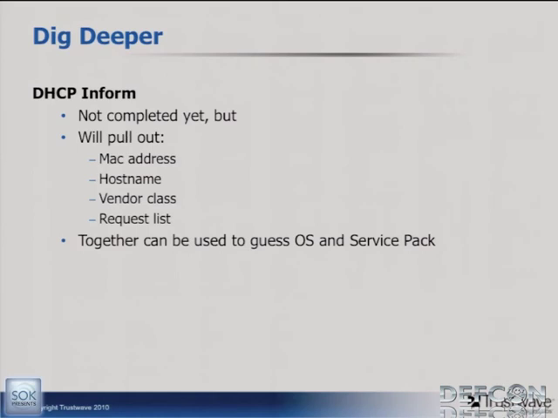DHCP inform. There's a couple more things that I want to do with this, but for right now it'll pull out the MAC address, host name, the vendor class and request list. Where vendor class and request list come in handy is that each different version of Windows and many of the different versions of Linux have the vendor class and request lists in different orders. Through using these two things together, we can fingerprint the host pretty effectively.